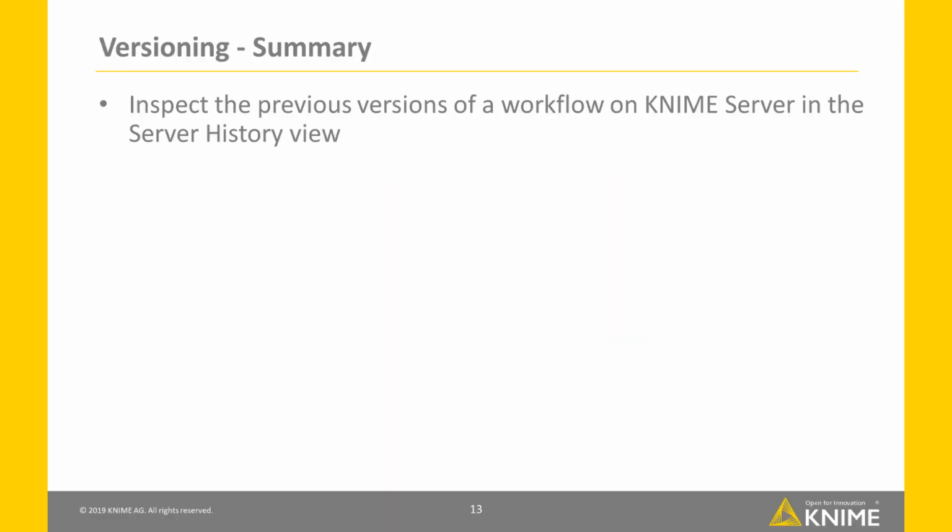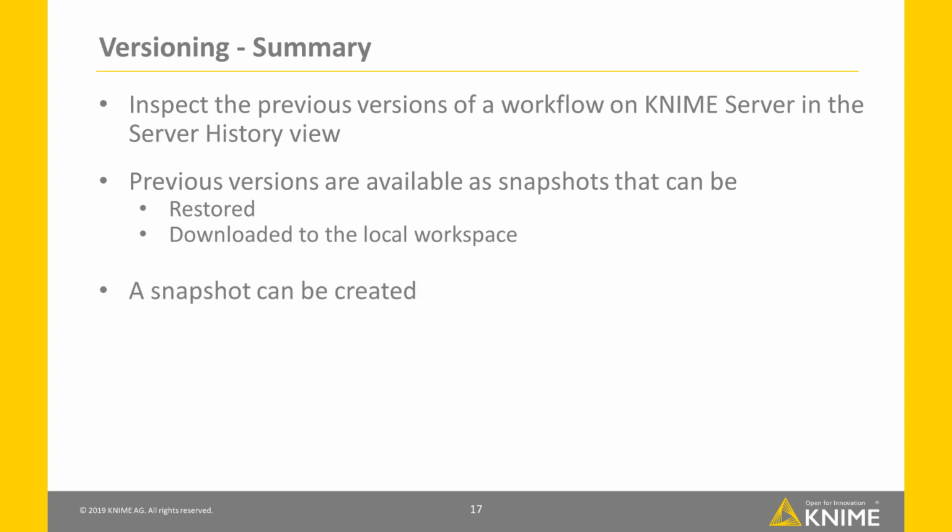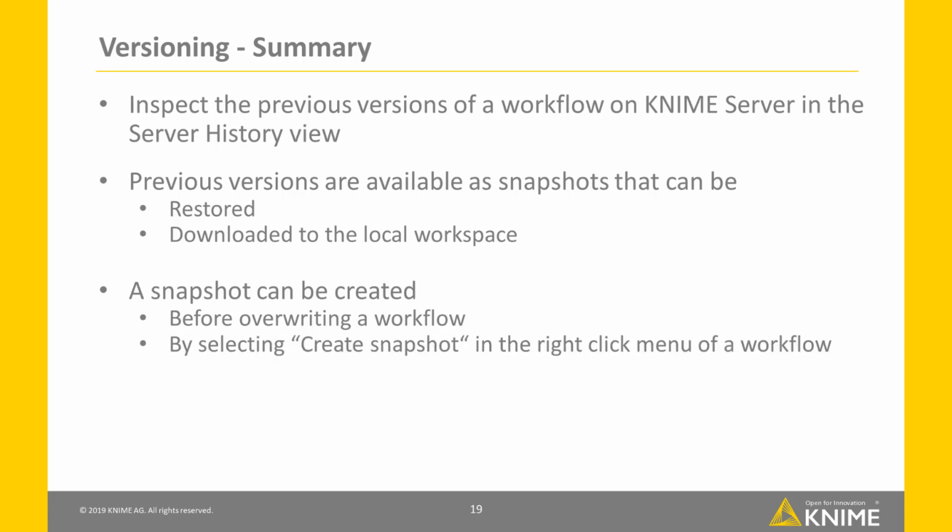In this video, we've shown you how to inspect the previous versions of a workflow on KNIME Server in the Server History view. The previous states are available as snapshots that can be restored and also downloaded to the local workspace. A snapshot can be created before overwriting a workflow or by selecting Create Snapshot in the right-click menu of a workflow in the KNIME Explorer.